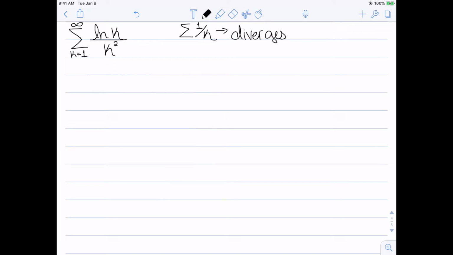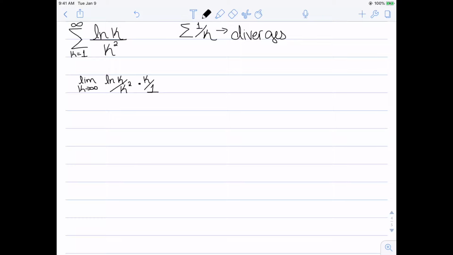This time I'm going to use the summation of 1 over k, which we know diverges. It's common to use the fact that ln of k is less than k. So maybe by using k for the top and k squared for the bottom, we can get something that works a little bit better for us.